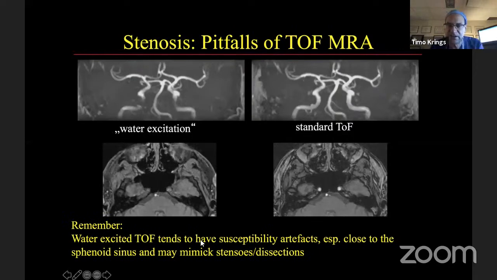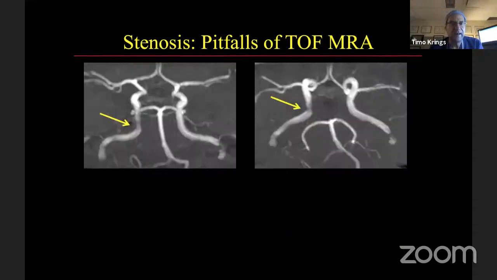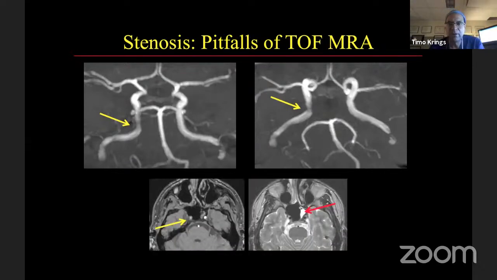And this is especially true if a patient has, for example, a unilateral sinusitis. Look at this patient. It looks as if he had a right-sided stenosis on this water-excited time-of-flight MRA. But now if you look at the sinuses, you see that on the left side there is a sinusitis. Therefore, the water-excited time-of-flight MRA did have its susceptibility artifacts on the right, but no susceptibility artifacts on the left, and therefore it appears that the patient has a unilateral stenosis.